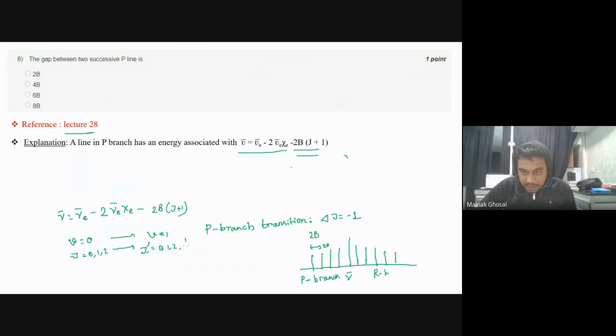This is called R branch transition. Okay, so your answer will be 2B. It is a very straightforward question.